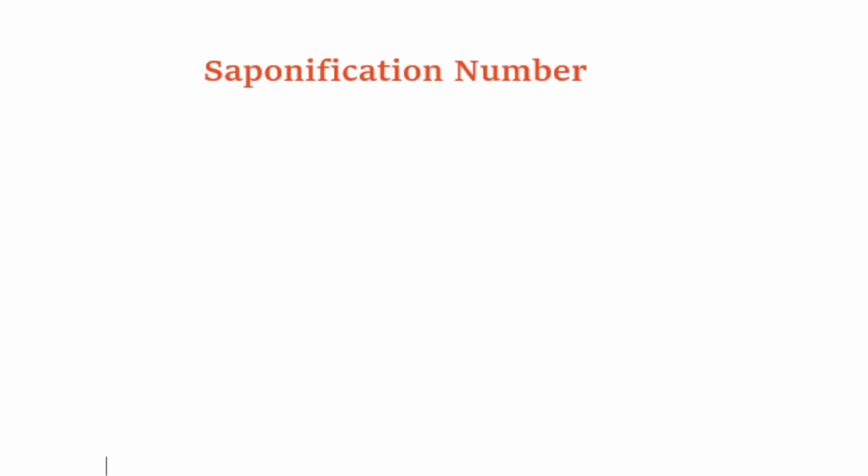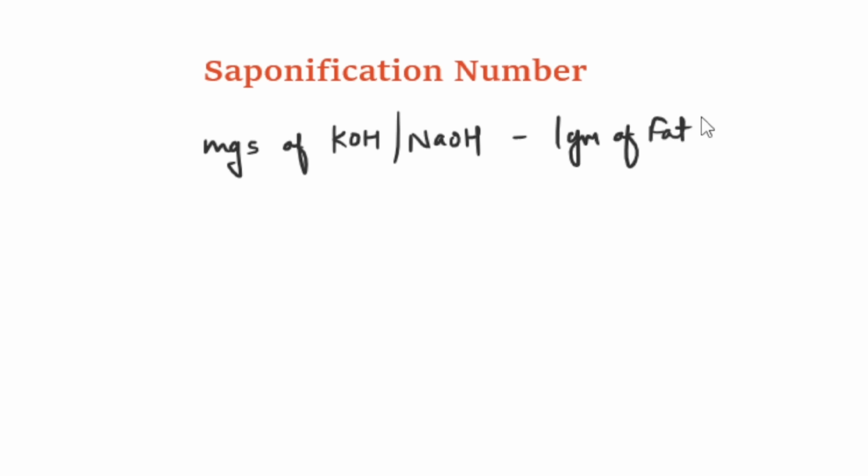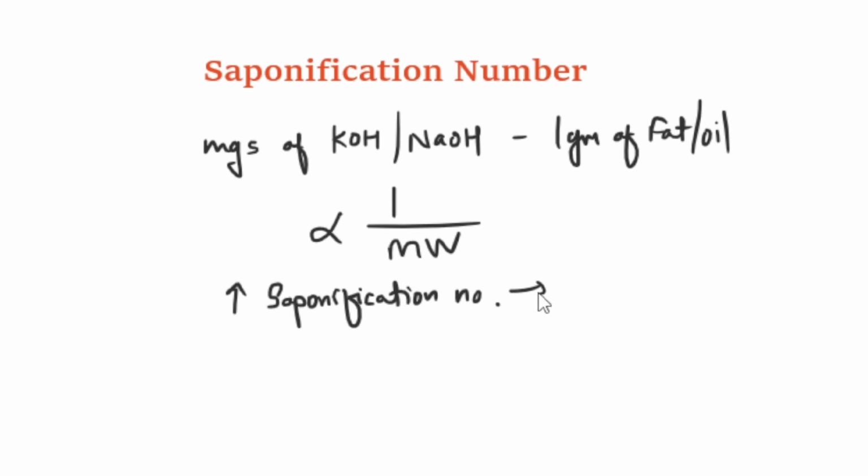Now we'll see the tests to check the purity of fats and oils. First is saponification number. It is defined as the number of milligrams of potassium hydroxide or sodium hydroxide required to saponify 1 gram of fat or oil. Saponification number is inversely proportional to the molecular weight of fat. Higher the saponification number, lower is the molecular weight of fat. It is high in fats containing short-chain fatty acids.